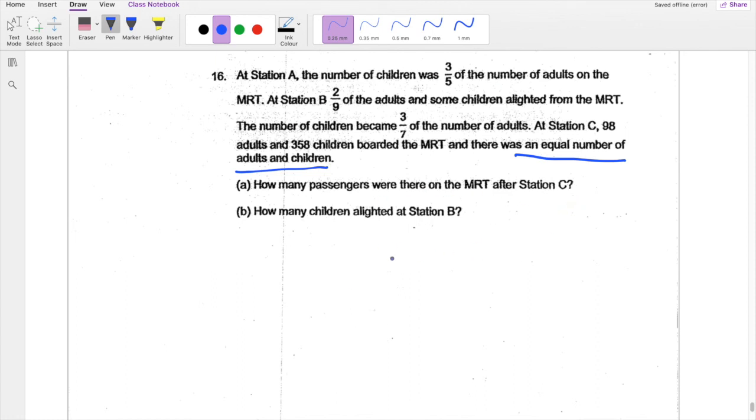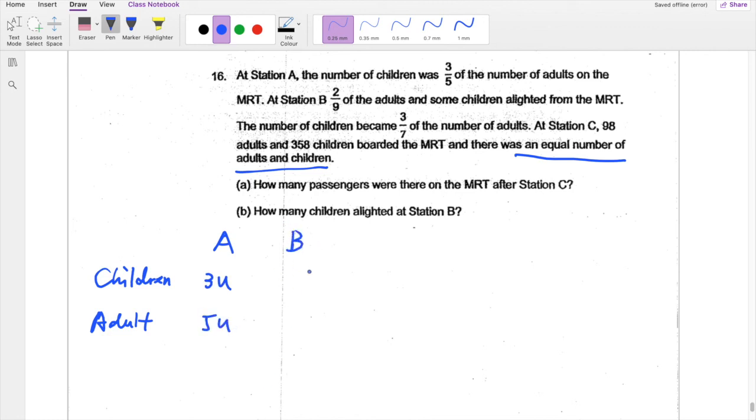Well, when we meet this kind of question, right, we need to describe the process. Okay, so here we have the children, we have the adults. Initially at station A, right? So the children are 3/5 of the adults, right? So children will have 3U, adults have 5U.